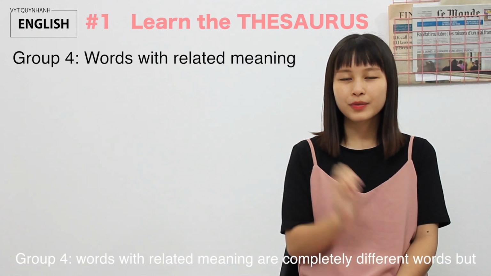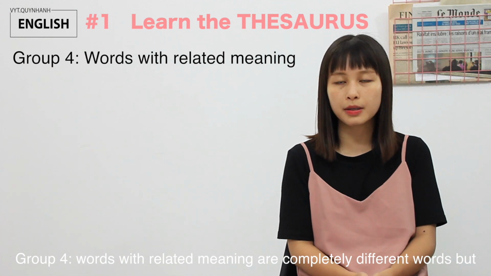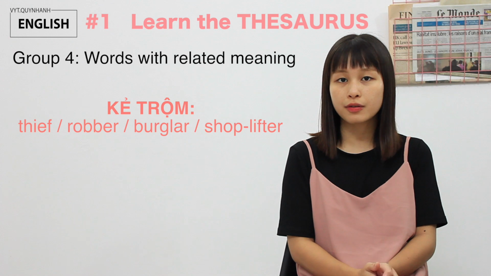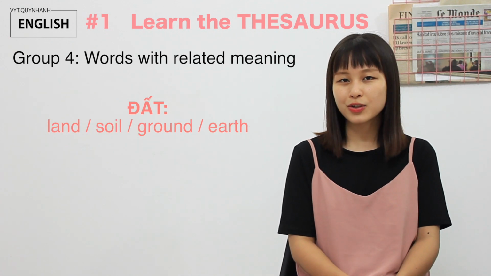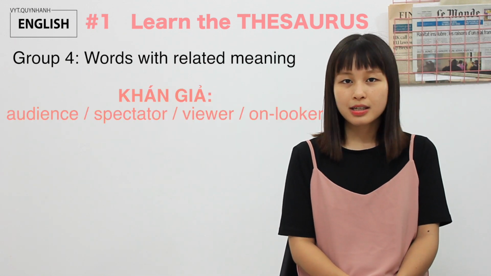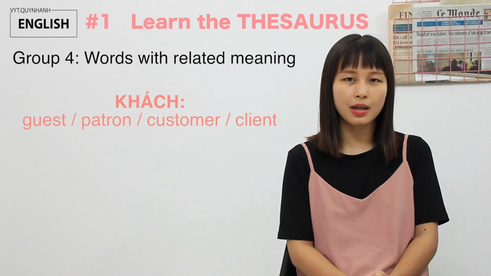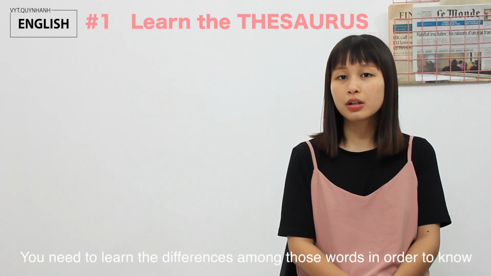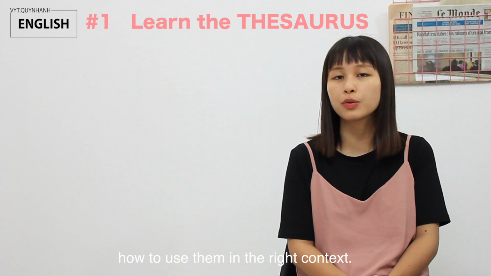Group number 4, words with related meaning are completely different words, but they are related to a specific meaning. For example, thief, robber, burglar, or shoplifter. Land, soil, ground, or earth. Audience, spectator, viewer, or onlooker. Guest, patron, customer, or client. You need to learn the differences among those words in order to know how to use them in the right context.